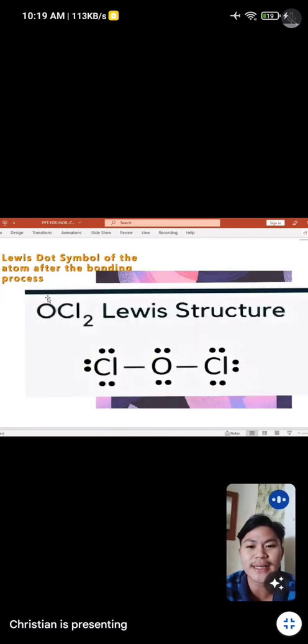Next is the Lewis dot symbol of the atom. After the bonding process, as you can see, the oxygen and chlorine are combined together. And this represents the Lewis structure. They are surrounded by the electrons. Each element contains their electrons in their respective parts.